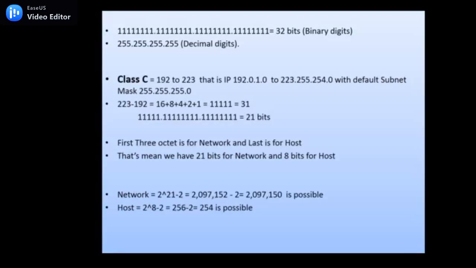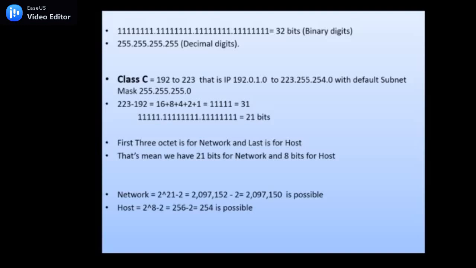Now come forward to class C. Just like class A and class B, class C also has an IP address range in the first octet, and this range is between 192 to 223. That is, the IP addresses will be 192.0.1.0 to 223.255.254.0 with a default subnet mask of 255.255.255.0.